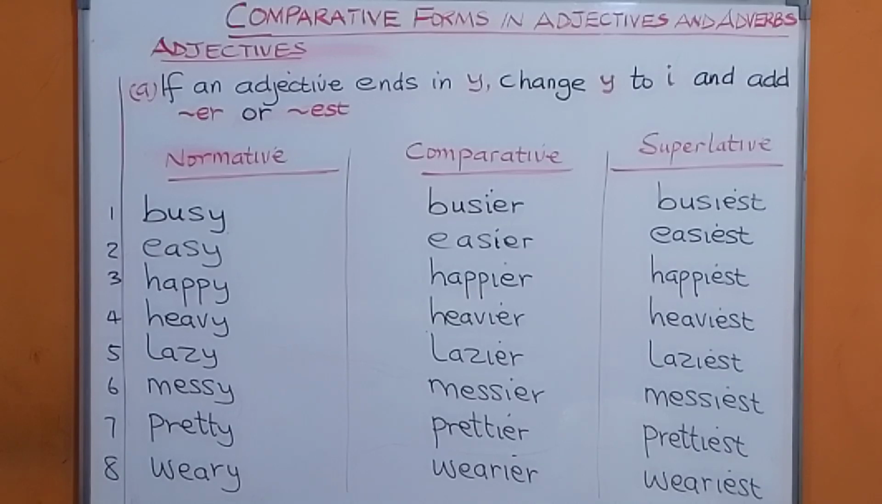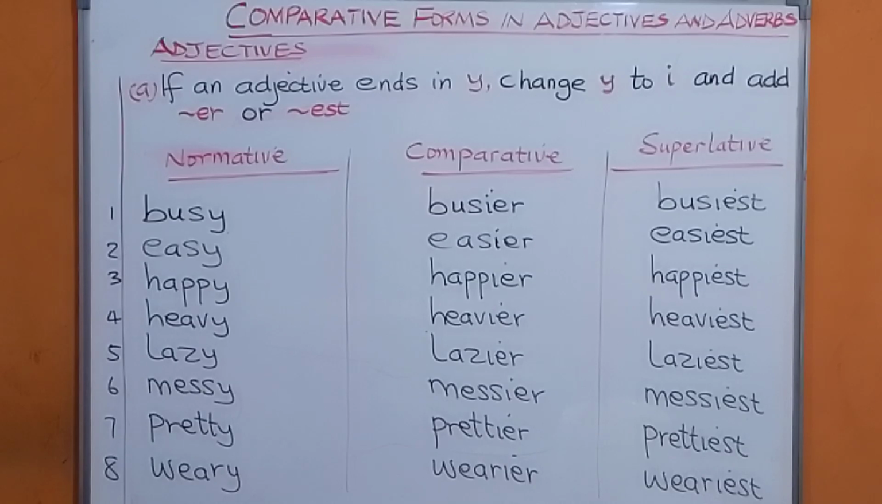Remember, we are looking at these comparative forms in adjective and adverb because in everyday life and communication, people may want to show in their speech the differences in quantity, the differences in quality, the differences in nature between two or more things or people.